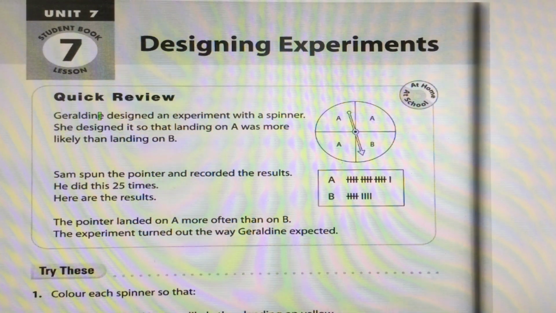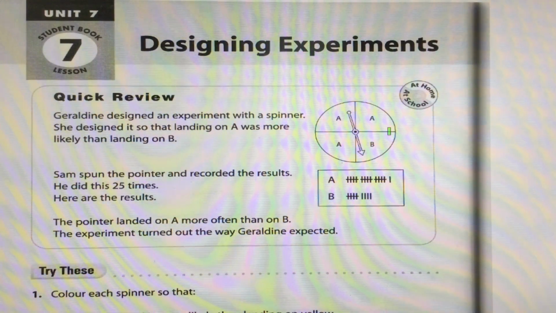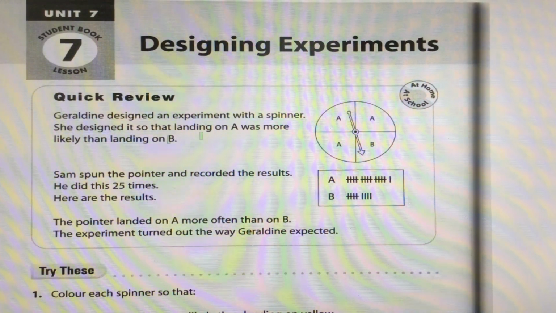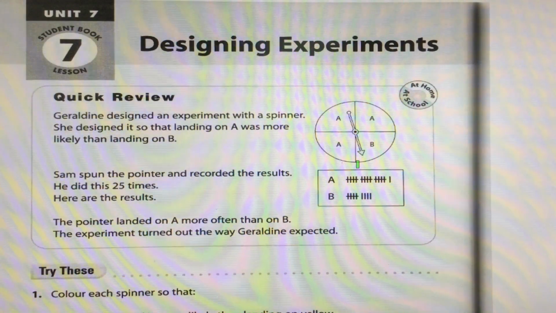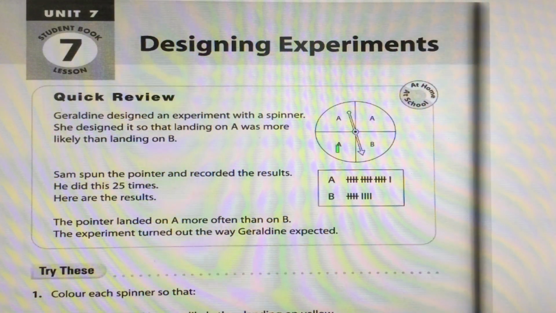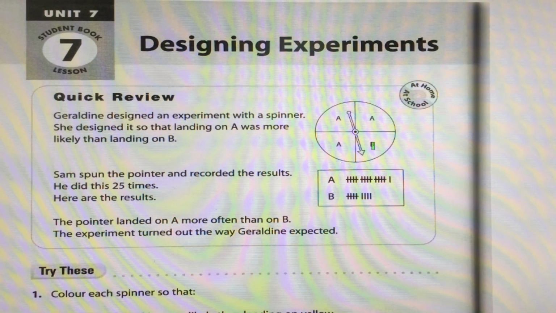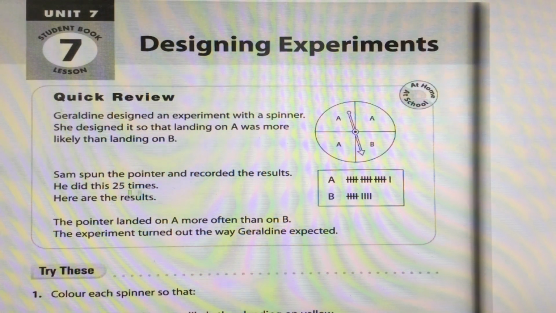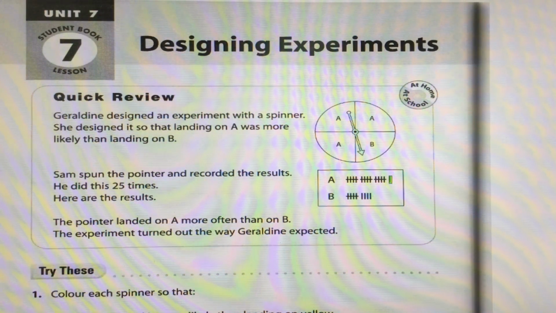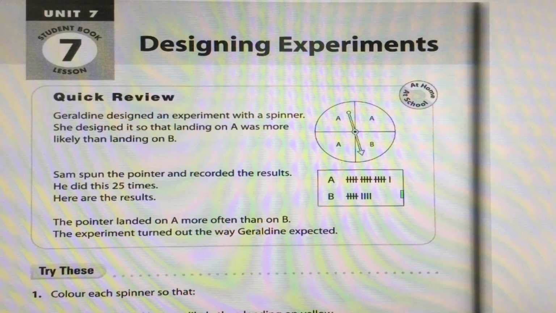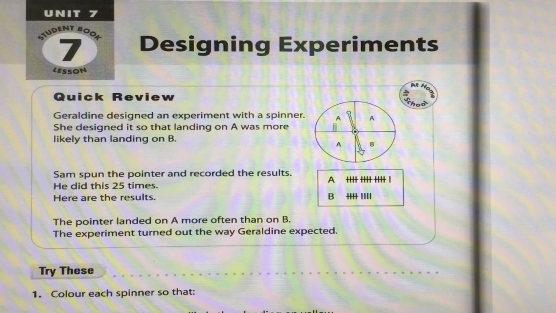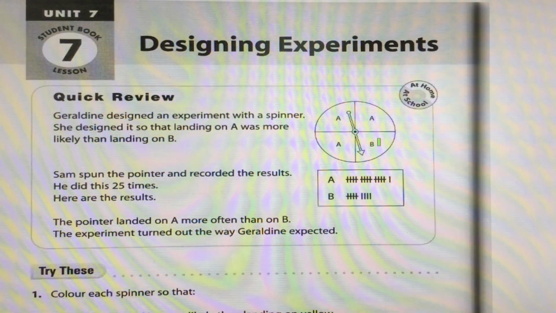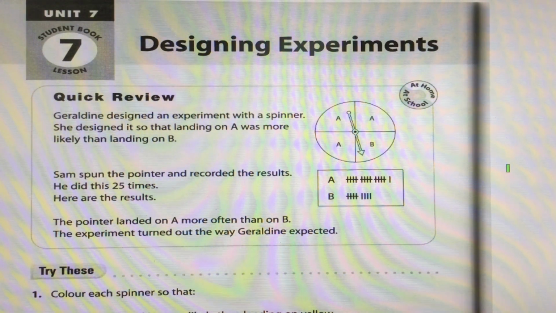It says here, Geraldine designed an experiment with a spinner. So there's our spinner. She designed it so that landing on A was more likely than landing on B. Well, how did she do it? She made 3 sections with A's and only 1 section with B. Sam spun the pointer and recorded the results. He did this 25 times, and here are the results. So for A, we end up with 5, 10, 15, 16 times on A, and only 9 times on B. And that's about what we would expect, considering that 3/4 of the time we should get A, compared to only 1/4 of the time we should get B.